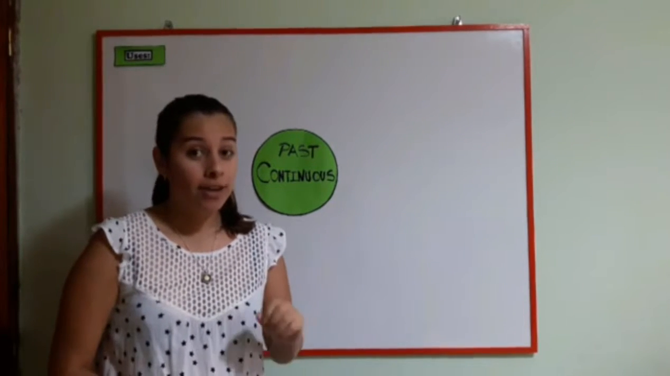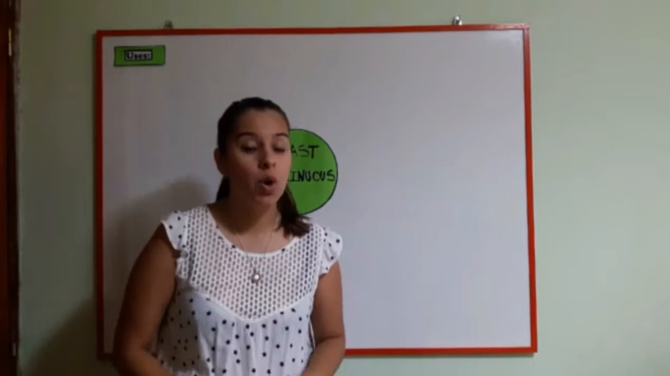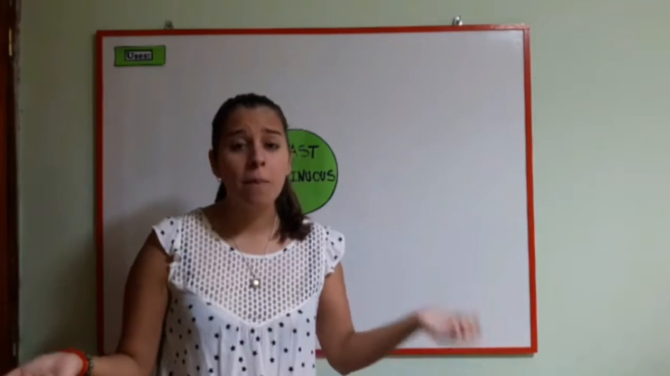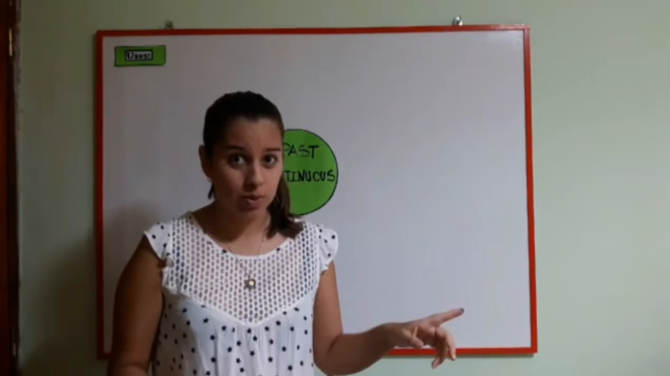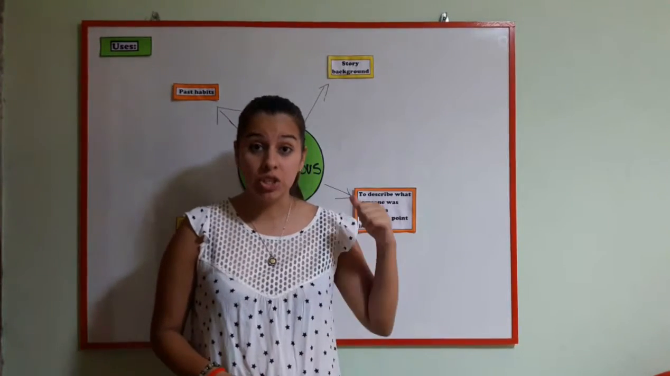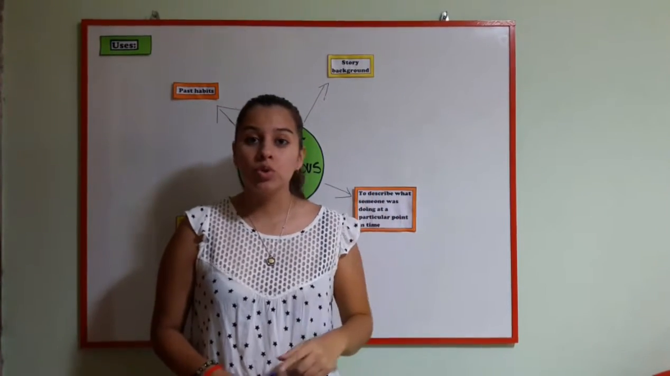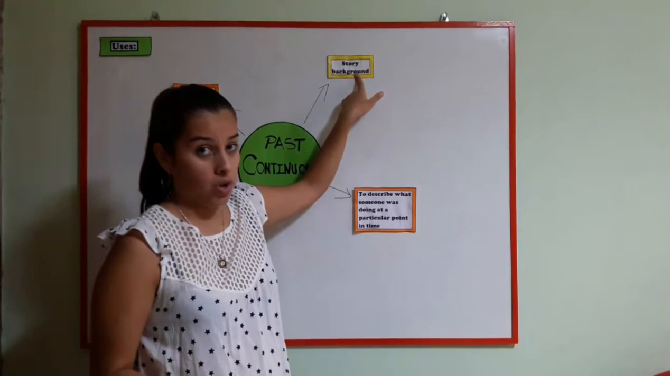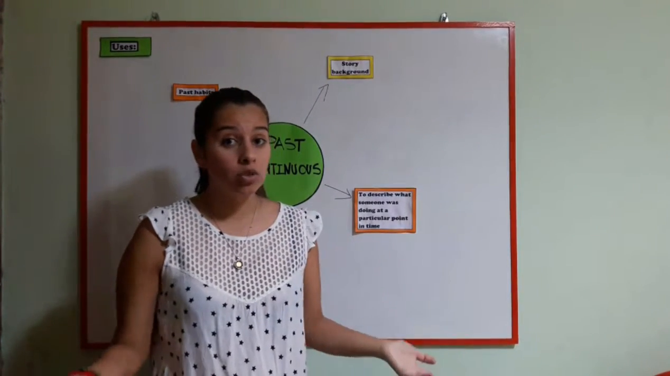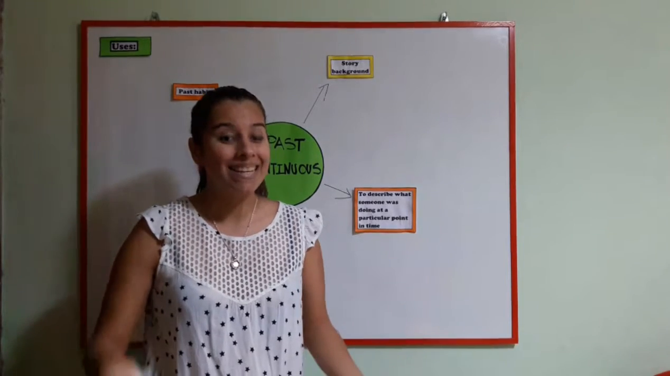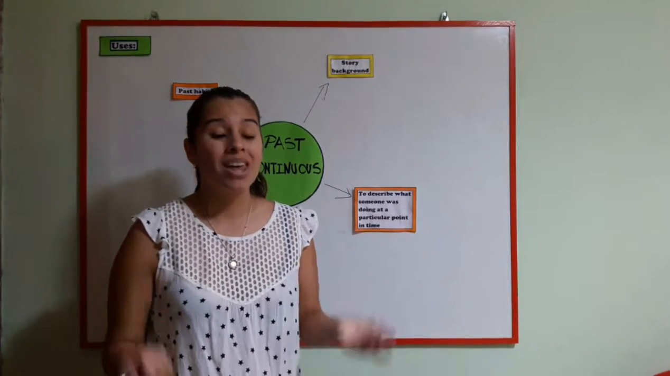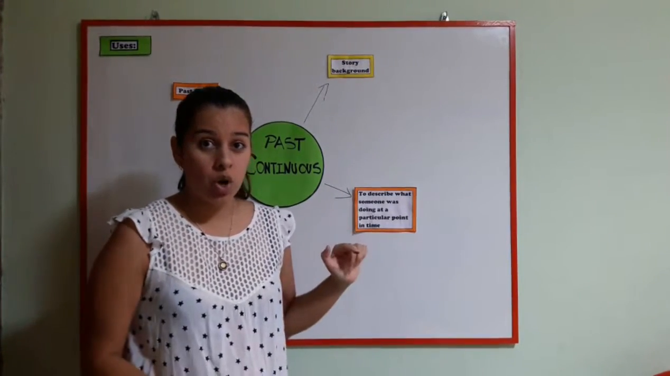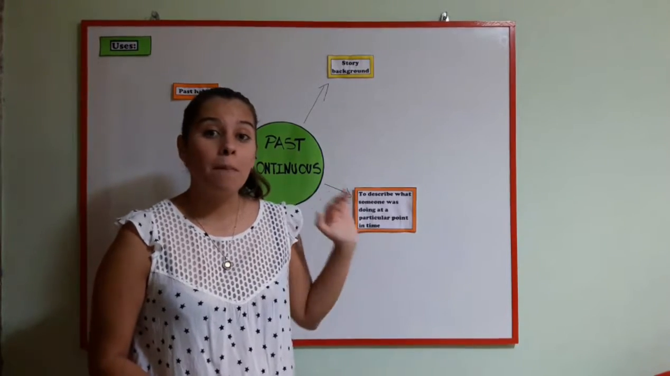Okay, firstly we have to know what we use the past continuous for. We use the past continuous to talk about story background. Yes, if we want to tell a story in the past, we use the past continuous to describe the background.